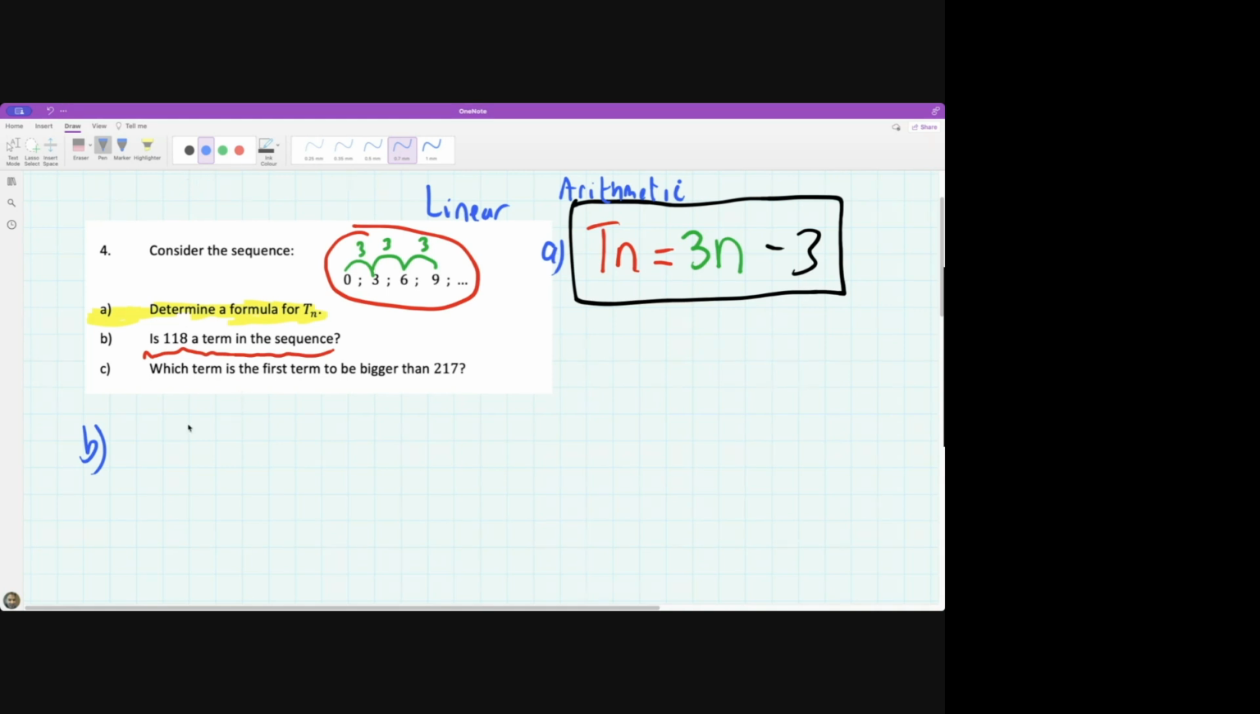Okay, Atlechang, I agree. We are going to make Tn 118, and we are going to try and solve for n. And what this is going to try and tell us is if n is a whole number, that's the number of the term in this pattern. If n is fractions or negative, then we know 118 cannot be. So help me solve for n, everyone. What do you get for n?